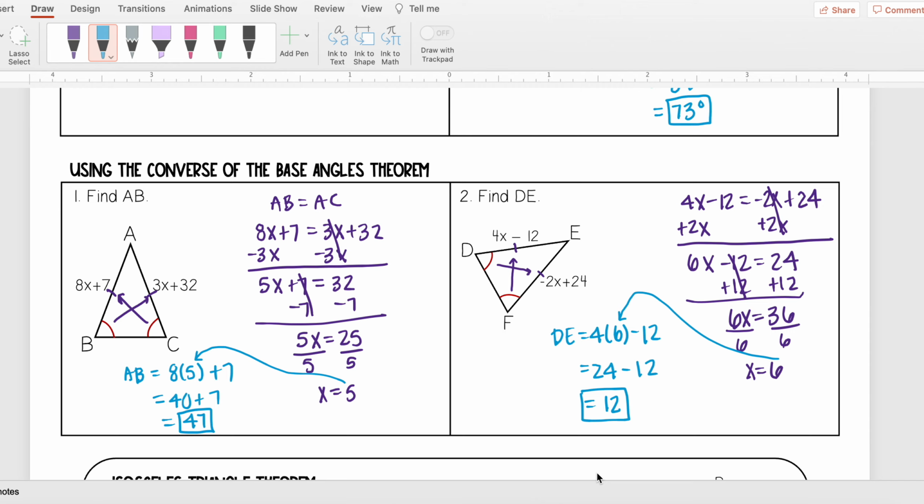So the answer you should have gotten here was 12. When you're finding x, you should have gotten that x equals 6. And then plug that in for DE, and you get 12.